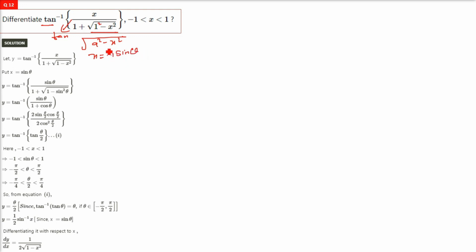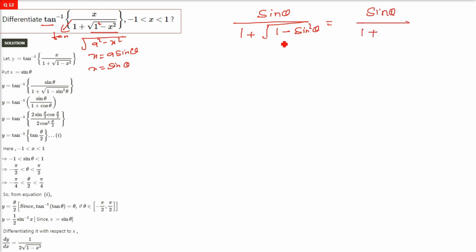Sometimes you also put it as x equals to a cos theta, because sin square theta plus cos square theta is 1. Since a is 1 here, x is sine theta we are putting. So this is sine theta. The inside one I am telling you. X is sine theta. 1 plus under root 1 square minus x square, that is 1 minus sine square theta. So you have a sine theta here. 1 plus 1 minus sine square theta is cos square theta. And when you have an under root of cos square theta, it will be cos theta only.